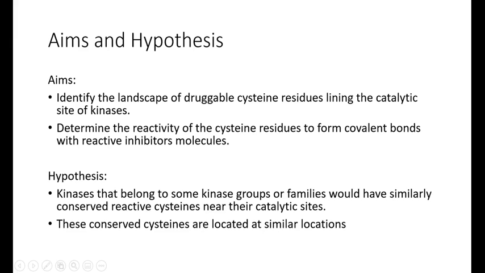It is hypothesized that some kinases within shared kinase groups or families will have conserved cysteines. These conserved cysteines would be found at similar locations on the standard kinase catalytic domain. For example, it is expected that several cysteine residues identified in the study will be located immediately upstream of the DFG motif and near the ATP binding pocket.